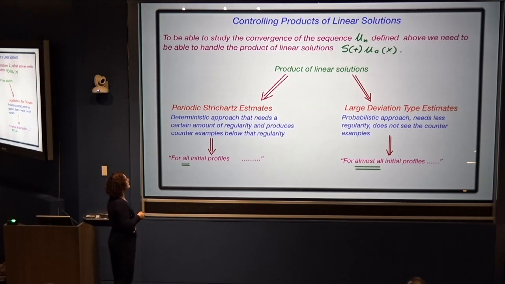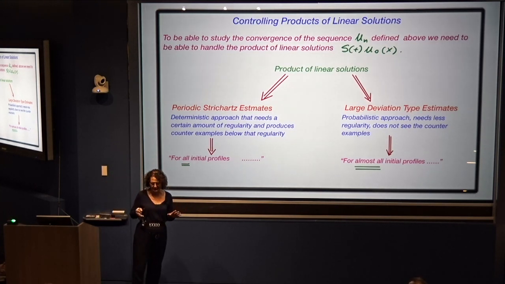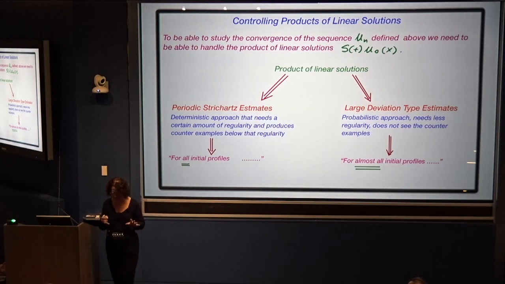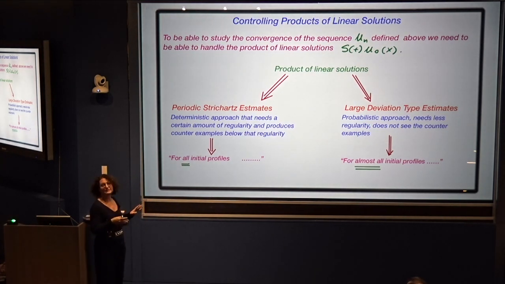All right, so there are two methods that I wanted to just briefly introduce. One is a completely deterministic method, and this is what gives us the so-called periodic Strichartz estimates. And then the other method is more probabilistic. So if we stick to the periodic Strichartz estimates, so totally deterministic, the type of statements that we will make from that is of the following form: for all initial profiles in a certain set, we obtain blah, blah, blah.